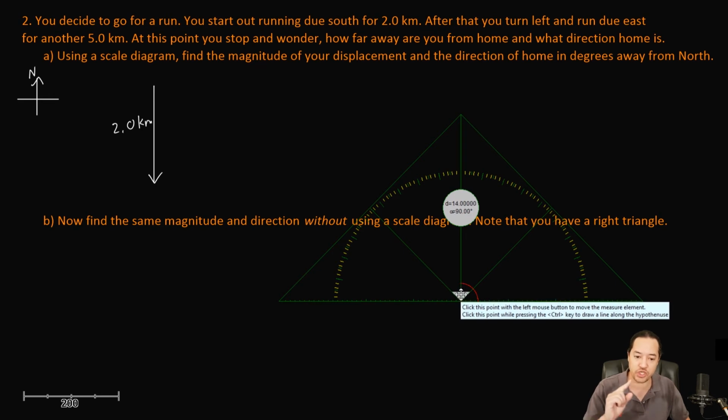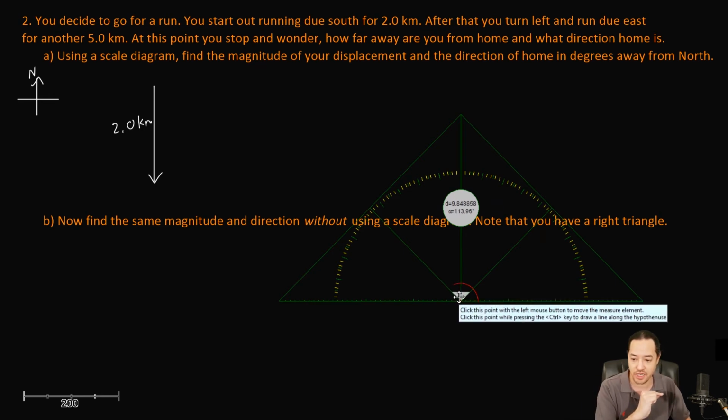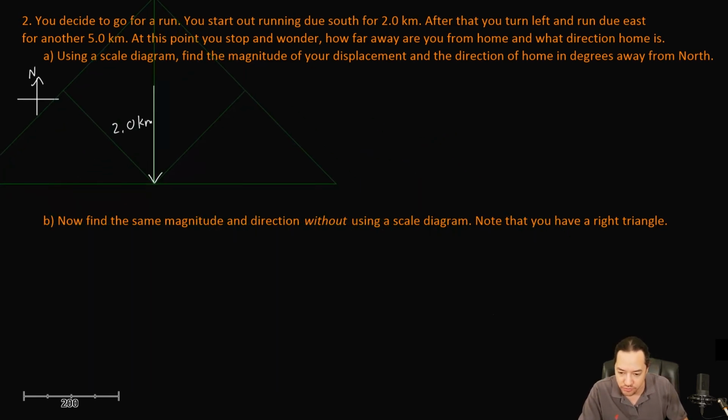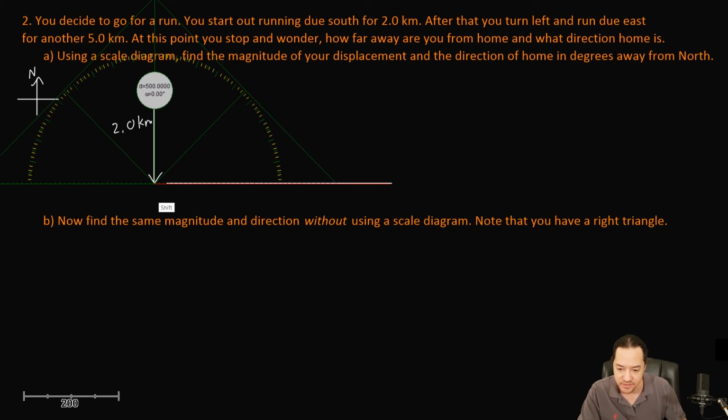And now at this point, we turn left and run due east for another 5 kilometers. So let us measure that. And I'm just going to start right here where we were. Okay, so now we are going to do 5 kilometers. So I'm going to say that's 500 pixels. And we're running due east. Just like this. Perfect. Okay, so we run due east for 5.0 kilometers.